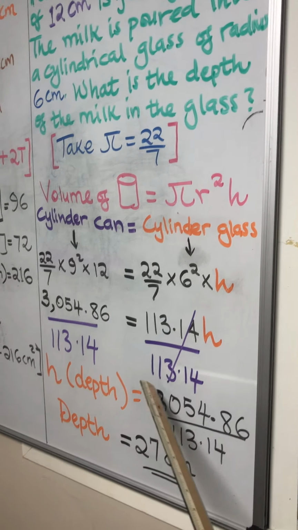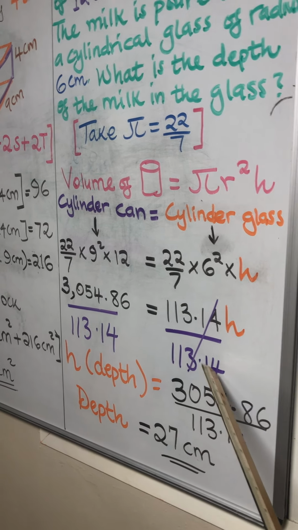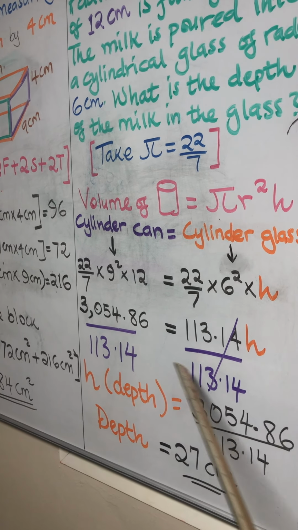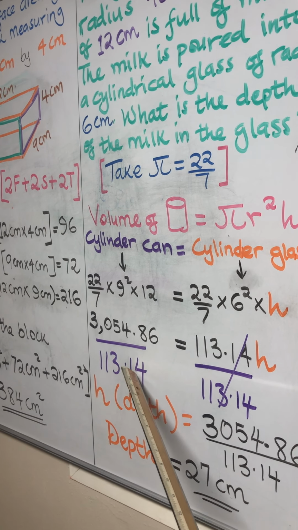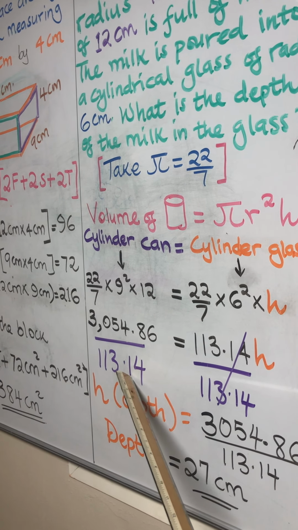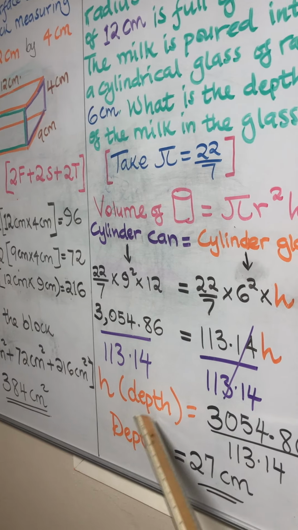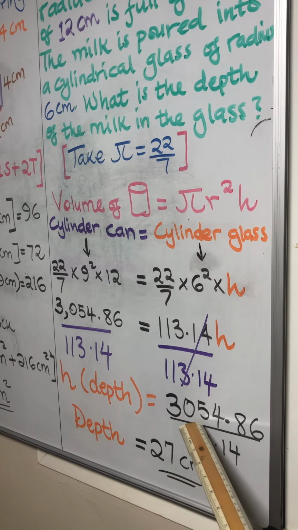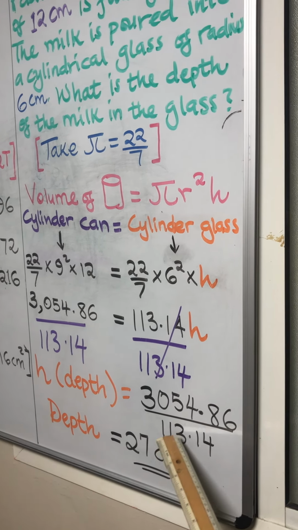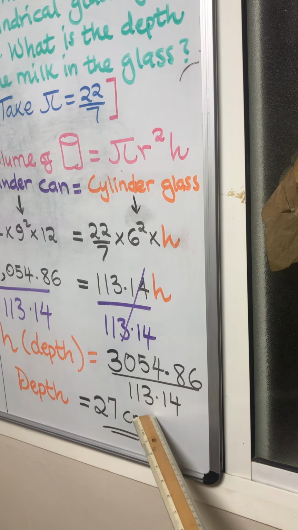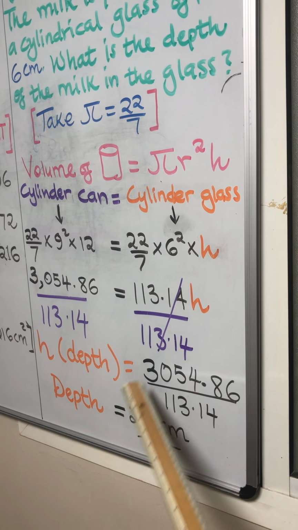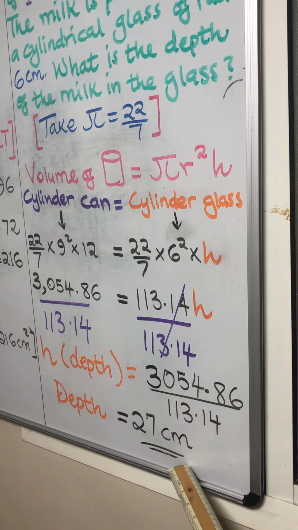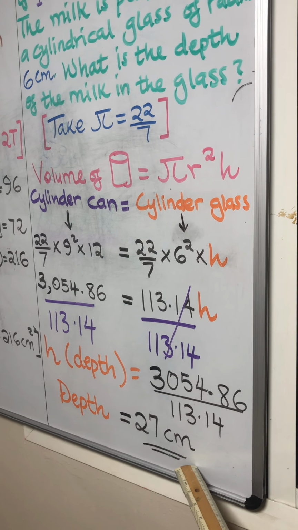So I'll write 113.14 down there to cancel that side for me to have h, and I'm going to divide it on the other side too. So my h, which is the depth, will be equal to 3054.86 divided by 113.14. If I divide that figure, I'm going to get a height of 27 centimeter.